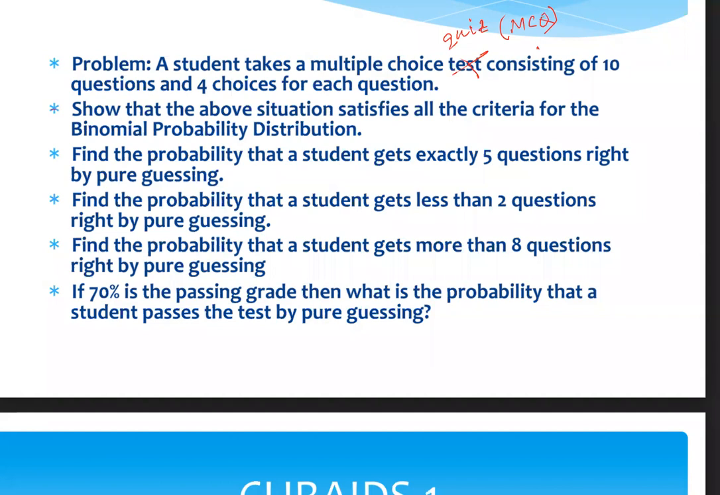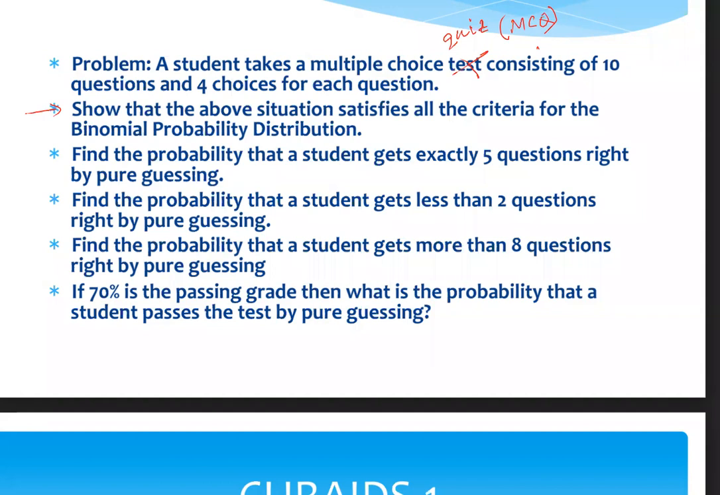So the first thing that you're going to answer is this. Show that the above situation satisfies all the criteria for the binomial probability distribution. So let's start off with the first condition, which is what? I want you guys to help me out. Everybody unmute yourself and talk to me. What is the first?